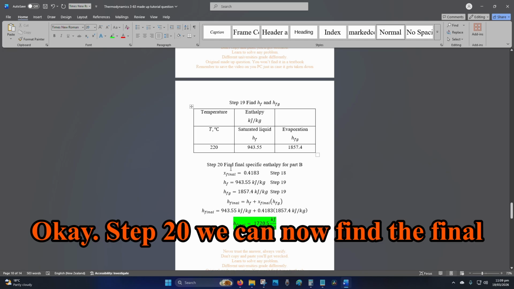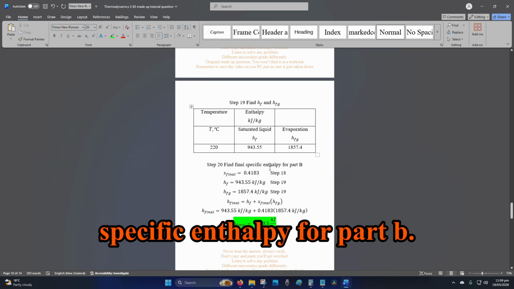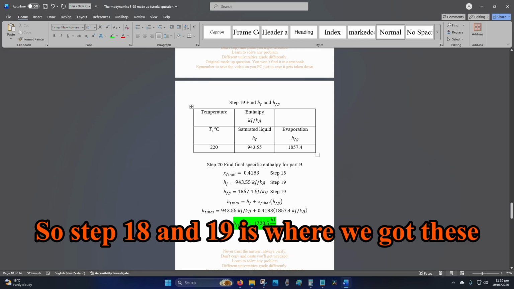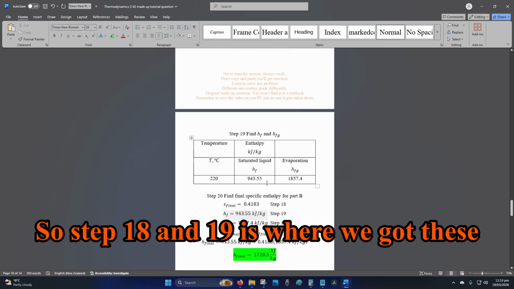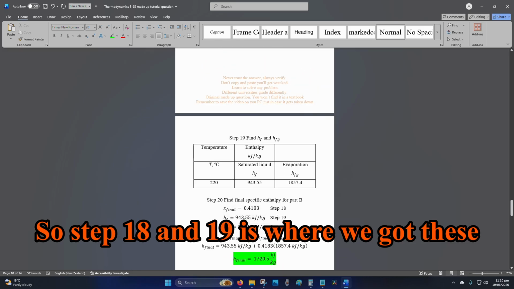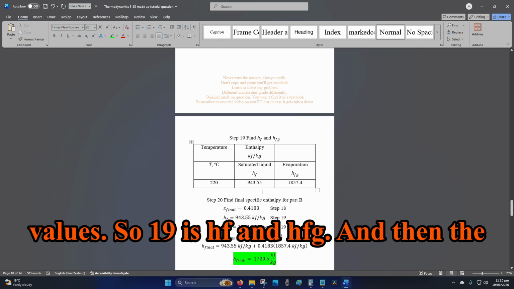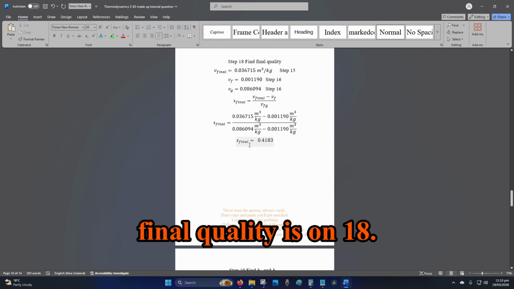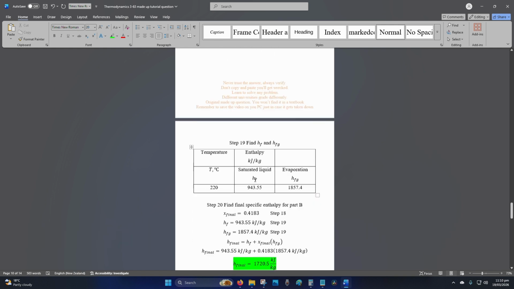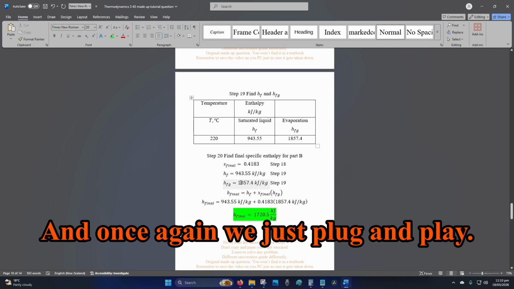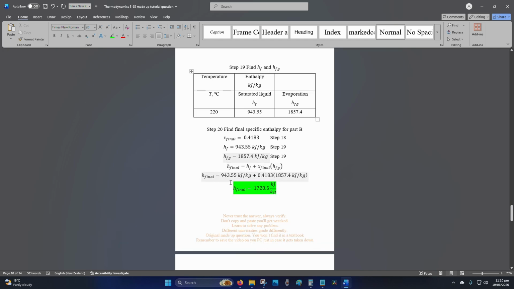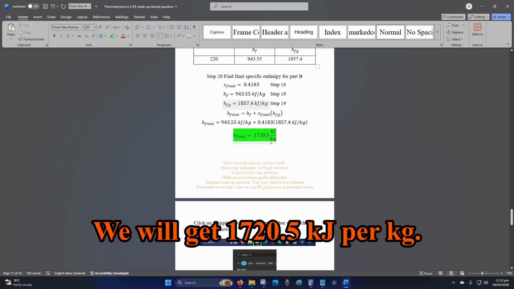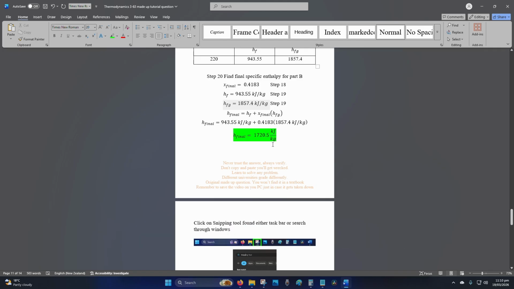Step 20, we can now find the final specific enthalpy for part B. So step 18 and 19 is where we got these values. So 19 is HF and HFG, and then the final quality is on 18. And once again, we just plug and play. We will get 1720.5 kilojoules per kilogram.